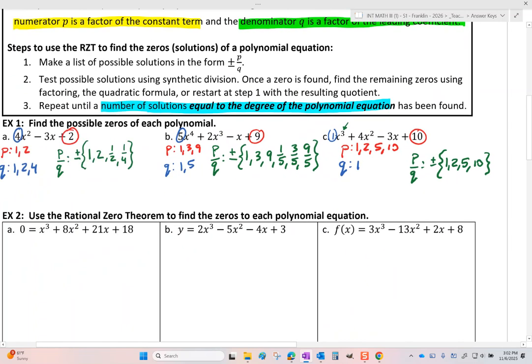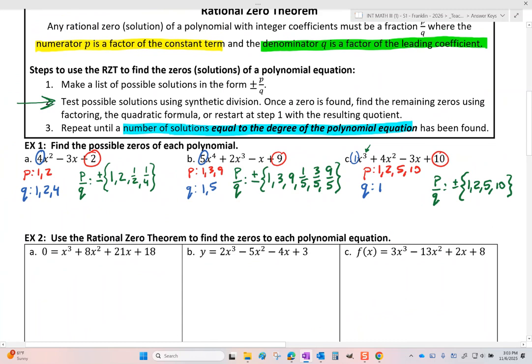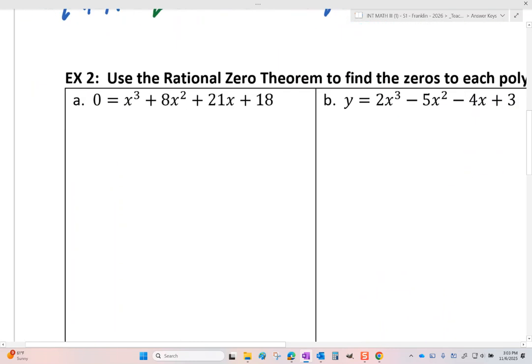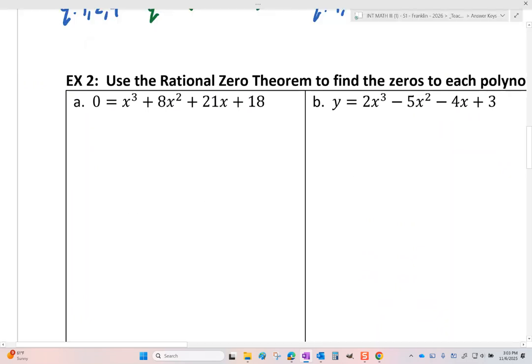So what do we do with this list? Well, after you generate the list, then we move on to step 2 here. Test them using synthetic division to try to find an actual zero. So let's do this. Now we're going to do the whole process. We'll use the rational zero theorem to find our P over Q values. Then we'll test them out to try to get an actual zero, and then find the rest by factoring.